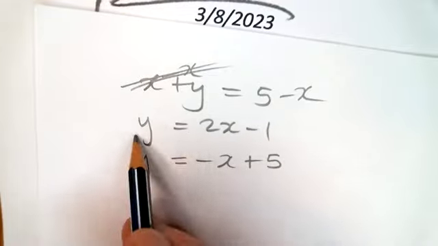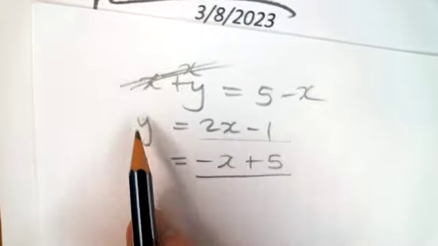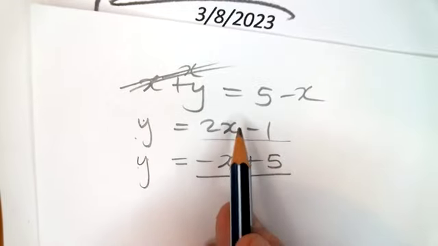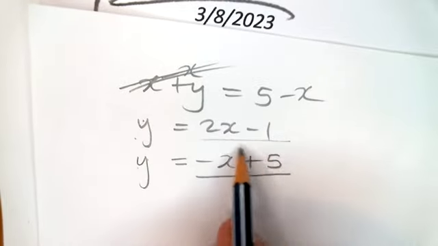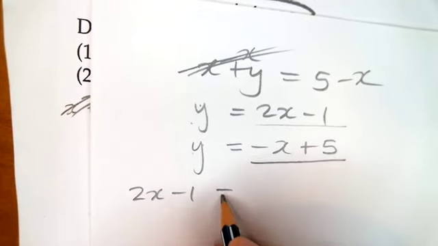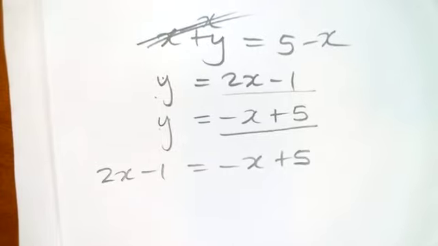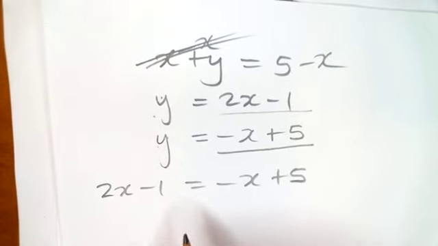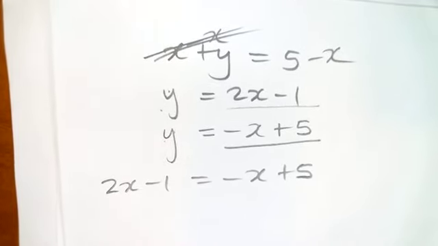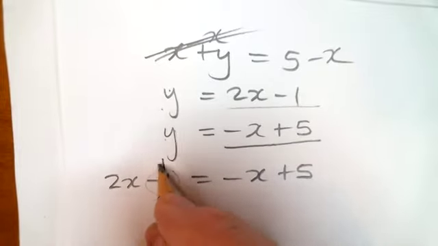Now, because y is equal to this and y is equal to that, y must be equal to y. And this thing here must be equal to this thing here. So I can just rewrite that. I'm going to say 2x minus 1 is equal to negative x plus 5. Now I want to get all the x's, all the unknowns, to the left side, and all the knowns, things I know, to the right side. So I do know this negative 1, so I'm going to add it to both sides.